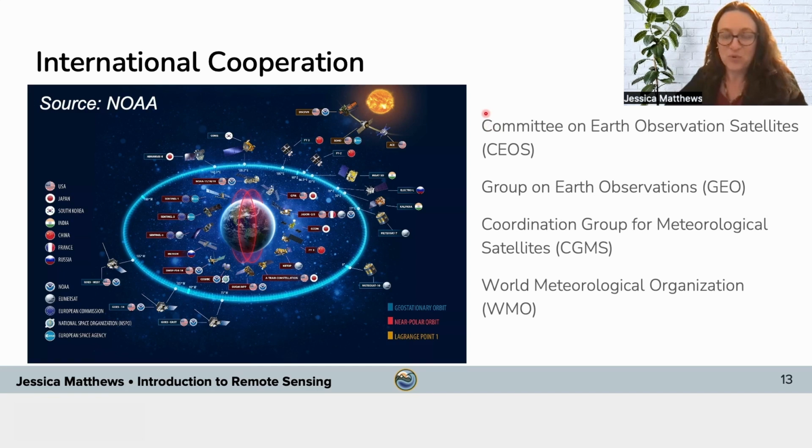There are a number of groups that are trying to facilitate this coordination and make agreements between countries to share information. A few of those I've listed here on the right: the Committee on Earth Observation Satellites, the Group on Earth Observations, the Coordination Group for Meteorological Satellites, and the World Meteorological Organization. And through all of these agreements, you may be able to access additional data.